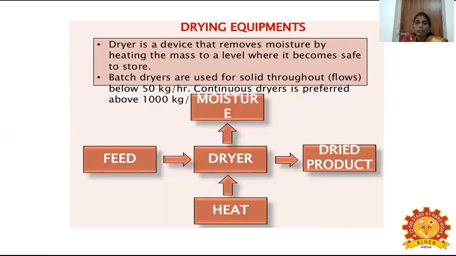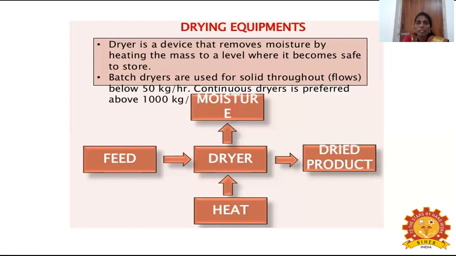Drying equipment: the dryer is a device that removes moisture by heating the mass to a level where it becomes safe to store. We can't store the material with moisture. We need to remove the moisture content from the material that we are going to store. So with the help of a dryer, we can remove all the moisture content which is present in the substances or the material.